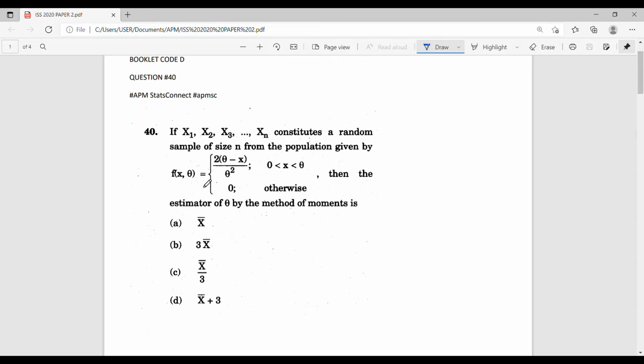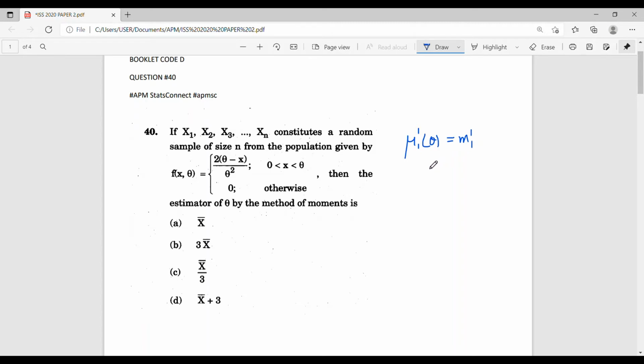So the question is to find the moment estimator of the unknown parameter theta, and the population is f(x, theta) equal to 2 into (theta minus x) by theta square, 0 less than x less than theta. A random sample of size n, x1, x2, x3, etc., xn is taken from the population. Here we only have one unknown parameter. So using the method of moments, we will equate the first moment of the population, mu 1 dash of theta, which is a function of the unknown parameter theta, with the first moment of the sample, given by m1 dash.